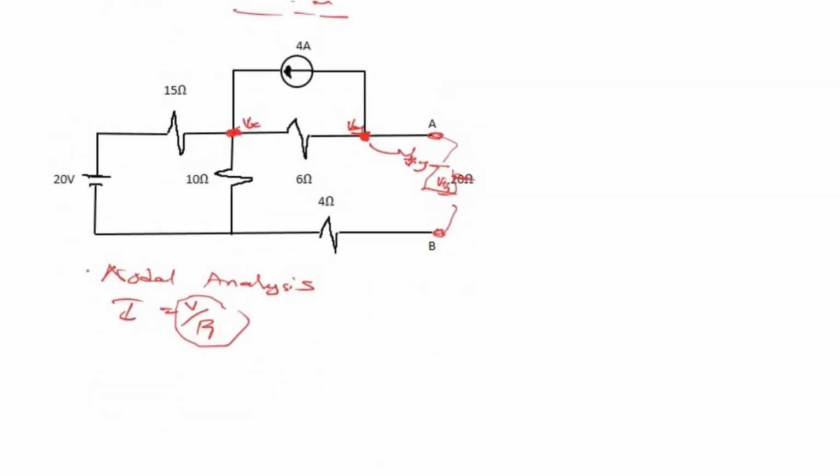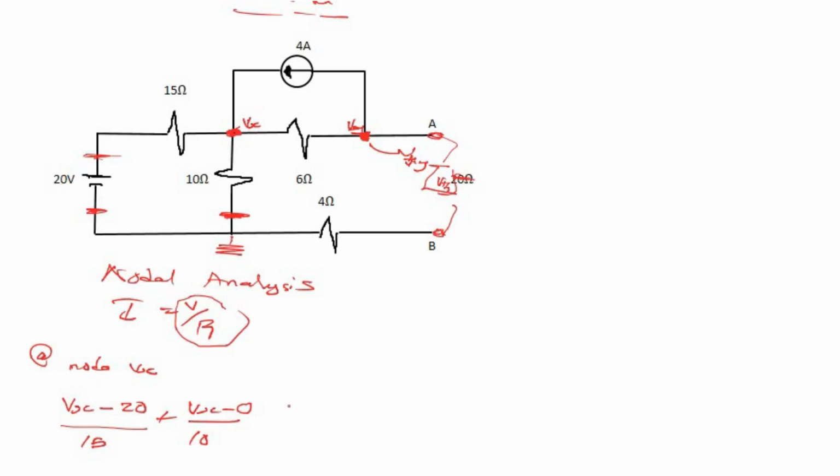So at node Vx, what are we having at node Vx? We are having Vx minus 20. The current across this branch is Vx minus 20 all over 15 ohm resistance. That is the current flowing in this branch. What other branch are we having connected to the node? Also we are having this branch connected to the node. So we are going to have plus Vx minus 0, because this is ground, divided by 10.